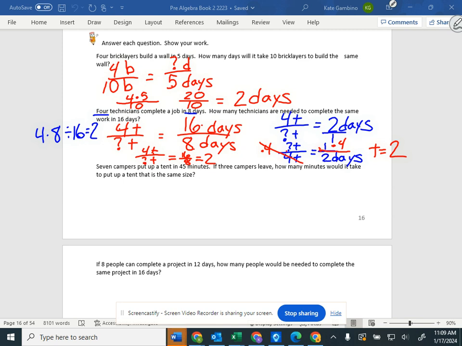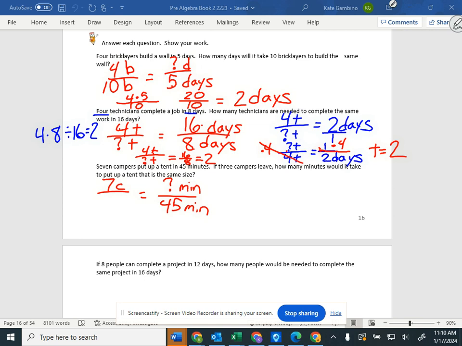Okay. Last one. 7 campers put up a tent in 45 minutes. 7 campers took 45 minutes. 3 campers leave. How many minutes would it take to put up a tent the same size? What number do I put under my 7 campers? Grace? Why would I put a 4 under there? It says 3 campers. Because it says 3 campers. Oh my goodness, look at that. You need to read your word problems completely.